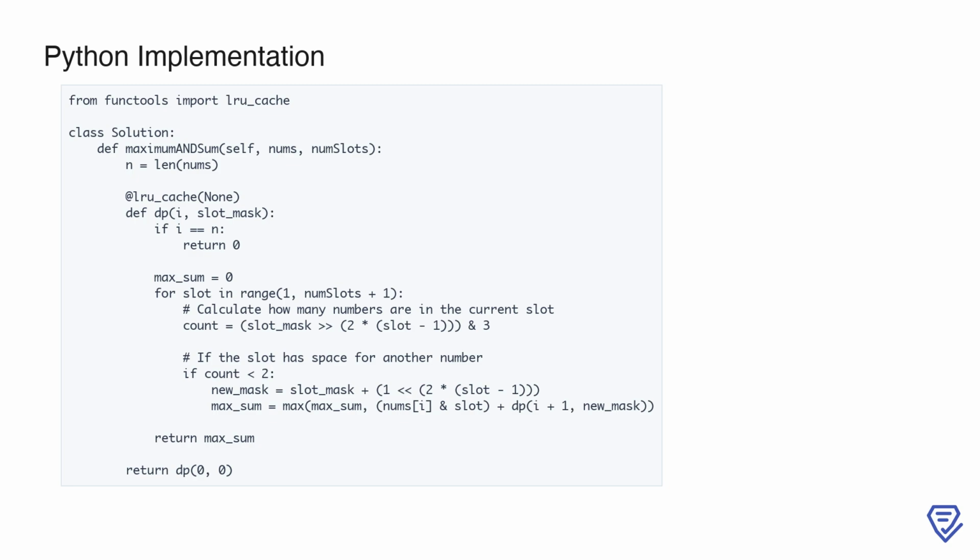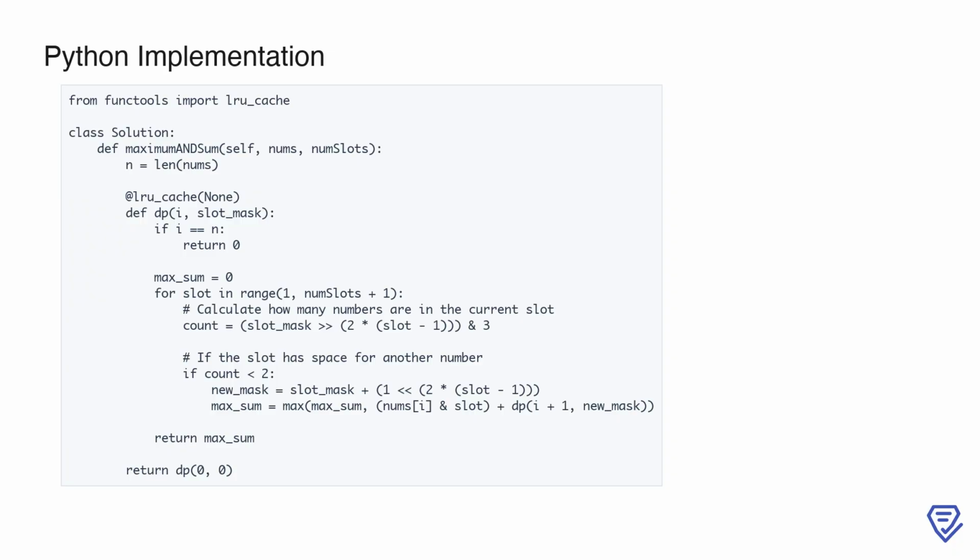It calculates the count of elements already in the current slot by extracting the relevant bits from slot_mask. If the slot has space for another number, i.e., count < 2, it updates slot_mask to reflect the placement of the current number in this slot and recursively calculates the maximum sum for the next number.